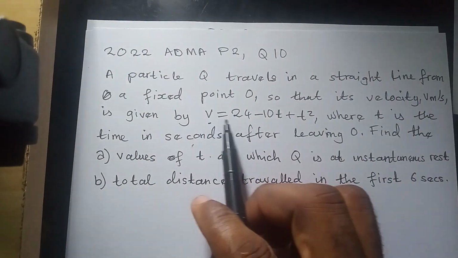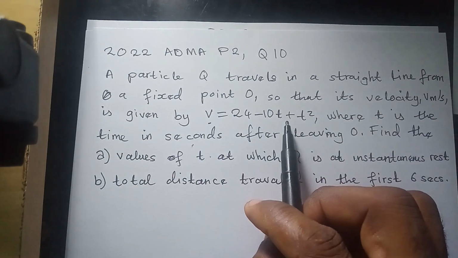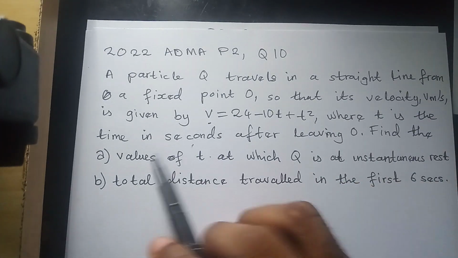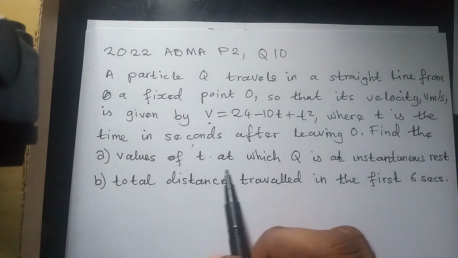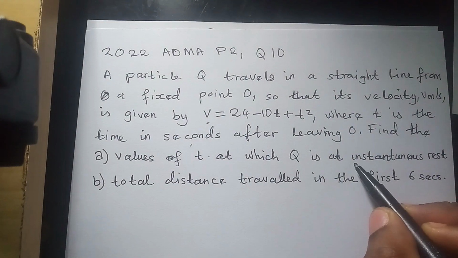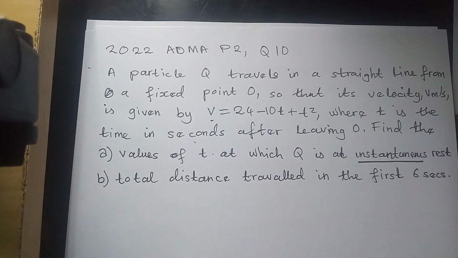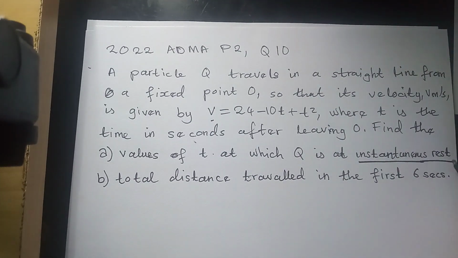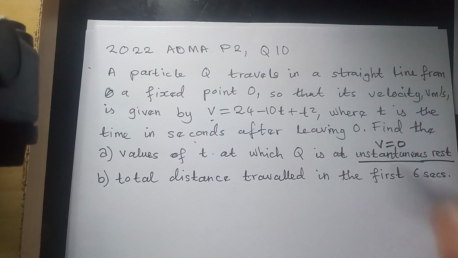So we have the velocity function here, which is given by v is equal to 24 minus 10t plus t squared, where t is time in seconds after leaving O. Find the value of t at which Q is at instantaneous rest. This is a very important word. I think I've seen it in almost all the past papers I've gone through. The word instantaneous rest means the object is not moving. So if the object is not moving, then v is equal to 0.